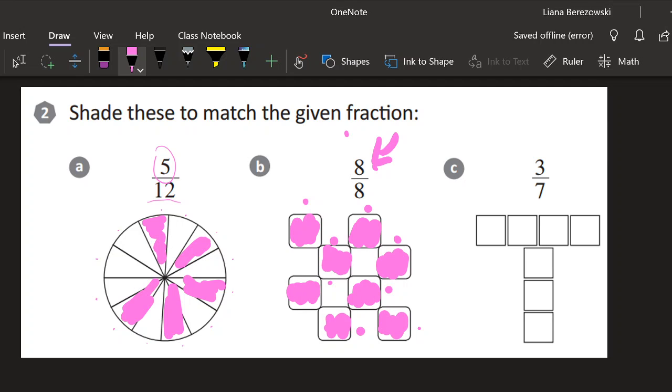Okay, so this fraction is represented 8 over 8. 8 over 8 just means 1. Okay, because if you type into your calculator 8 divided by 8, you'll just get an answer of 1. So we ended up shading in all of our equally sized sections.